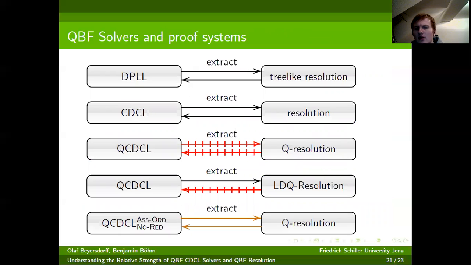And then we get this whole overview. I said DPLL is not so important. CDCL is equivalent to resolution. Then QCDCL is incomparable to Q-resolution. Then we have the connection between QCDCL and long-distance Q-resolution, where we can at least extract long-distance Q-resolution proofs out of the algorithm. And now we have this new QCDCL system, which is really equivalent to Q-resolution.